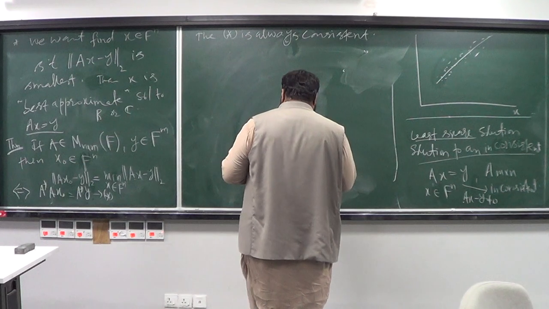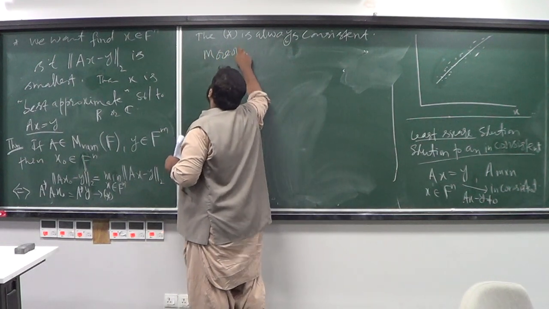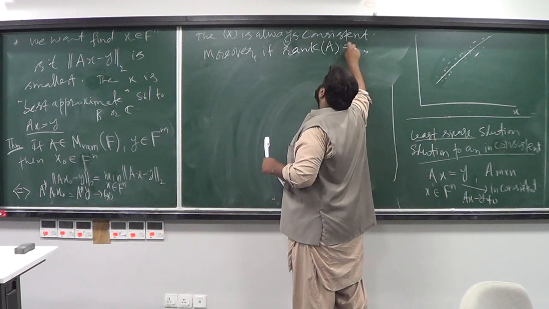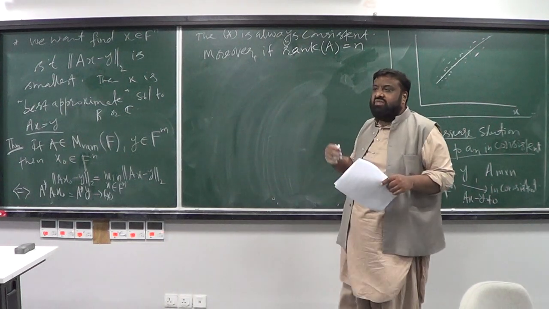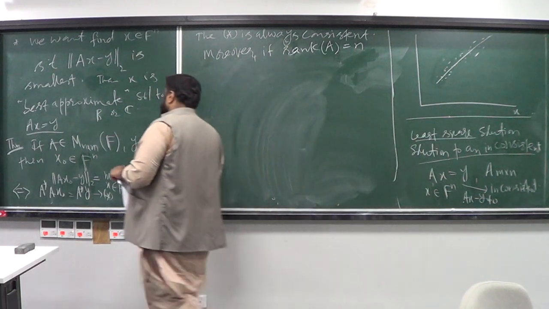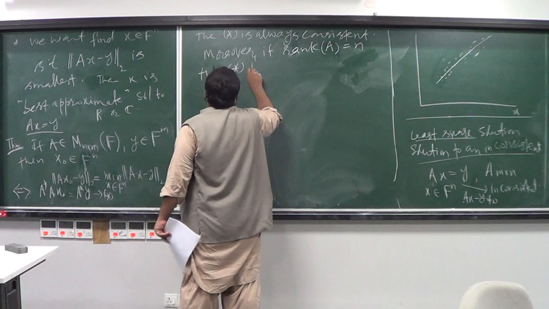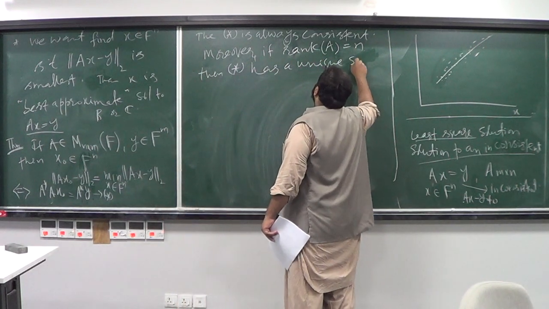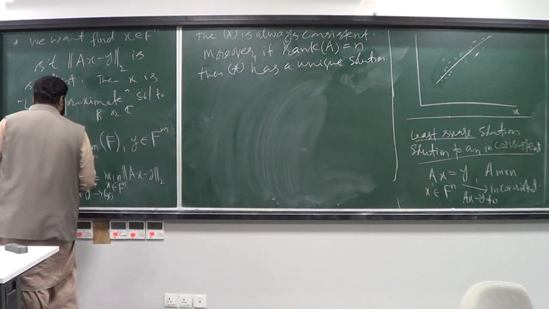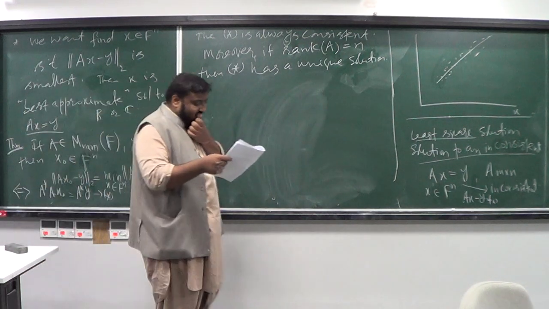Moreover, if the rank of the matrix A is n, in other words, it's a matrix in which you have n independent columns, then this system has a unique solution. Otherwise, there can be several x naught for which the distance is minimum, but that minimum distance is going to be common for all x naught. So this is really the key result.